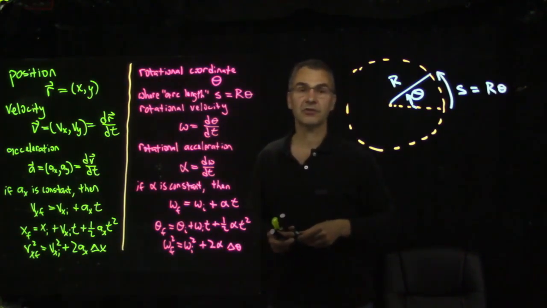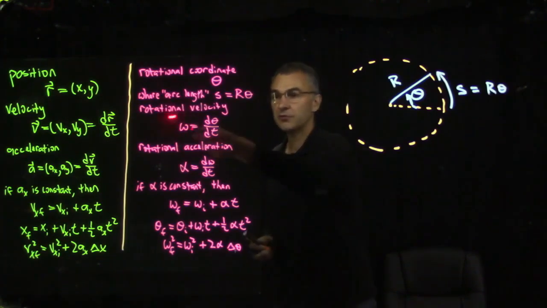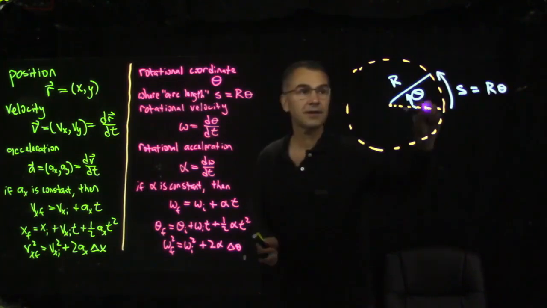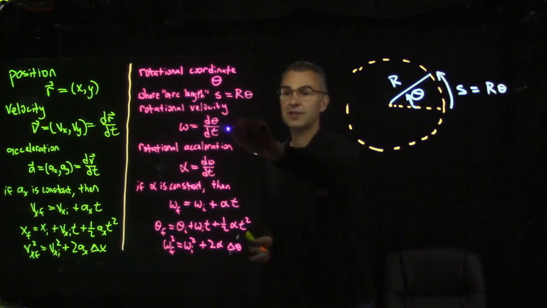Angular velocity and rotational velocity are two names for the same thing. We use lowercase omega. Greek letter lowercase omega looks a little bit like a lowercase w. Omega is the rate of change of theta. Theta is measured in radians, so omega is measured in radians per second. Omega is d theta by dt.